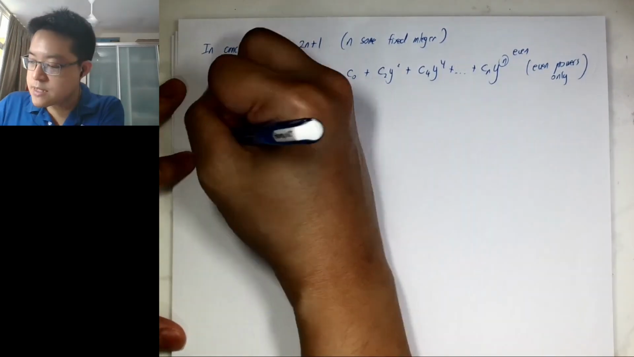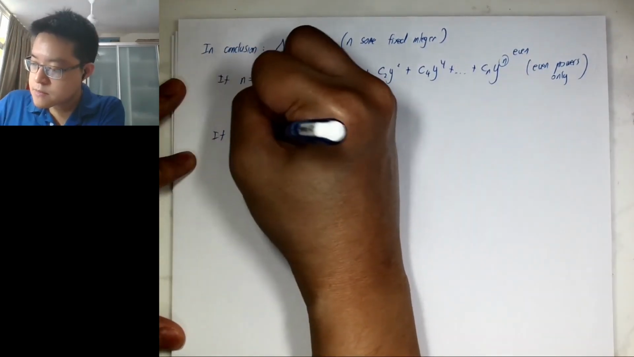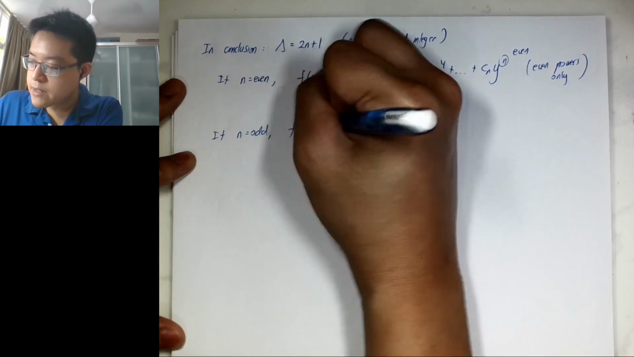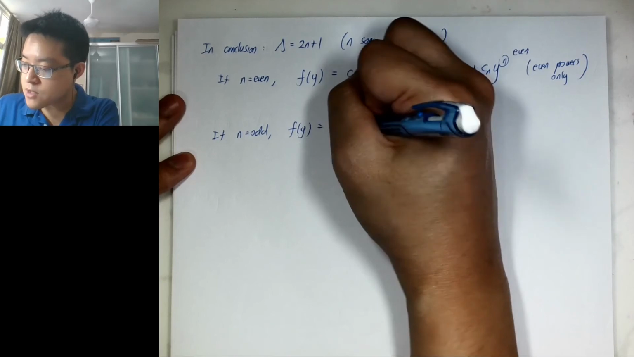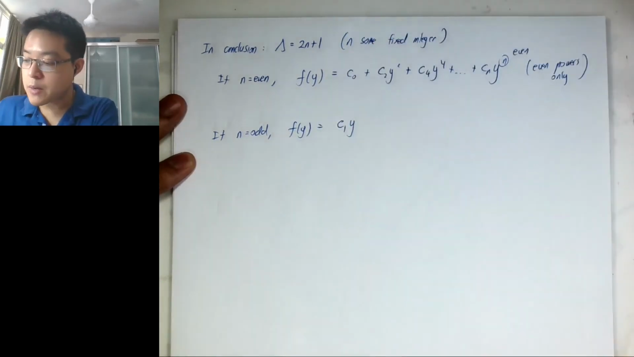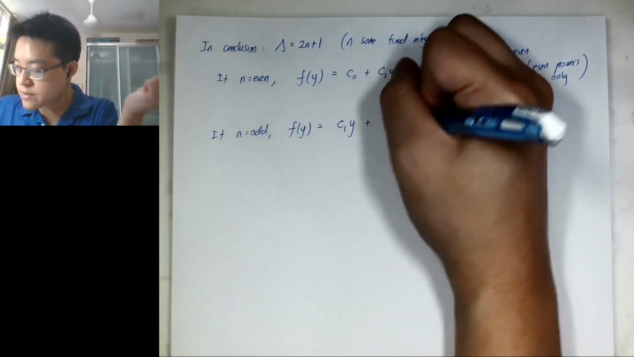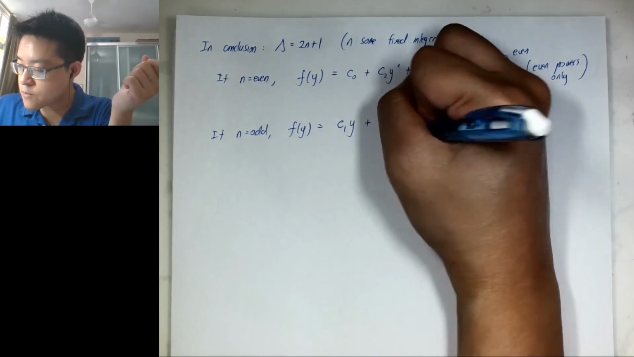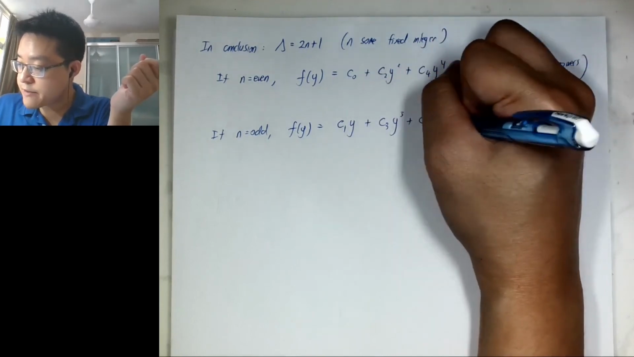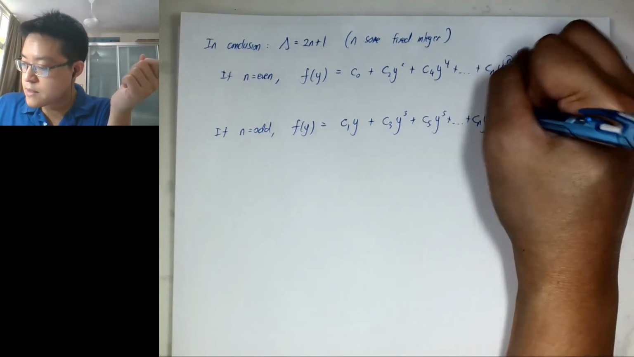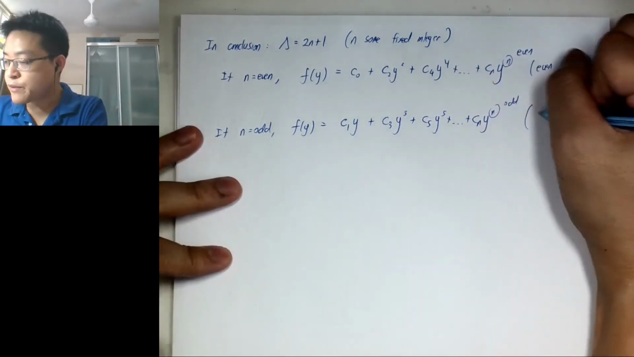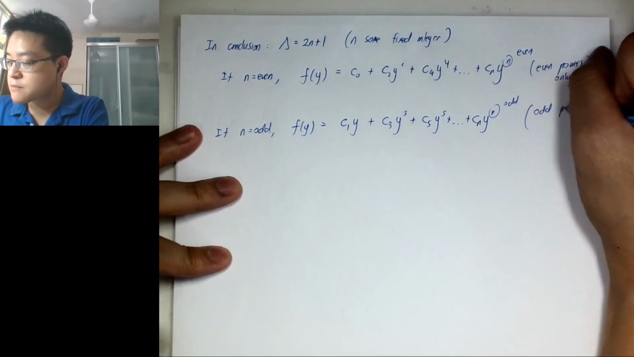Then if n is odd, then C0 is 0. So the first odd power is y to the power 1. C2, no. C3 y3, C5 y5, until the last one, which is odd. So over here we got odd powers only.